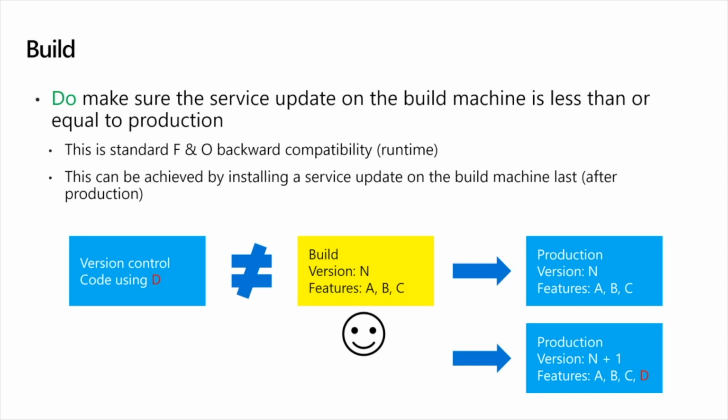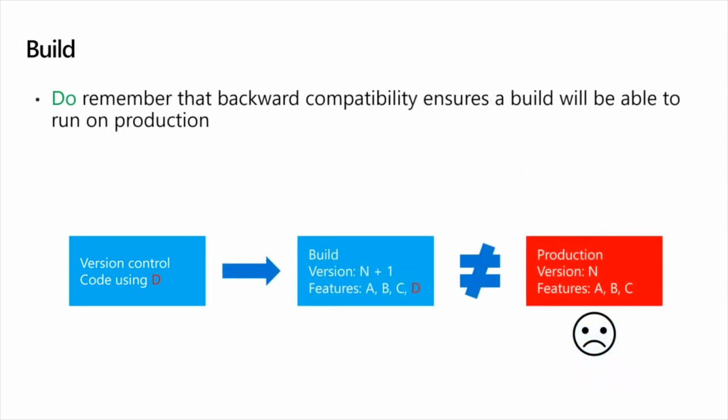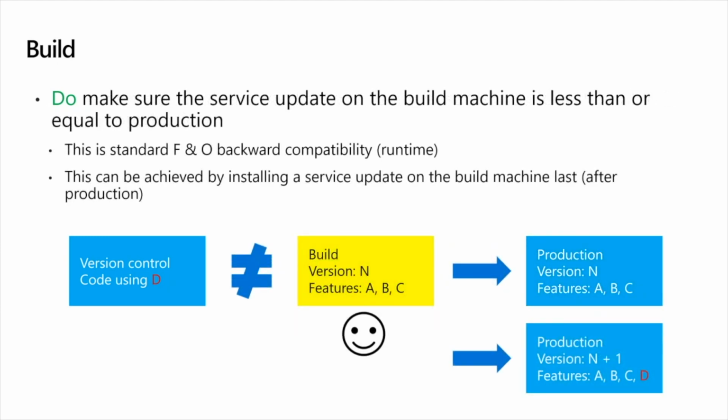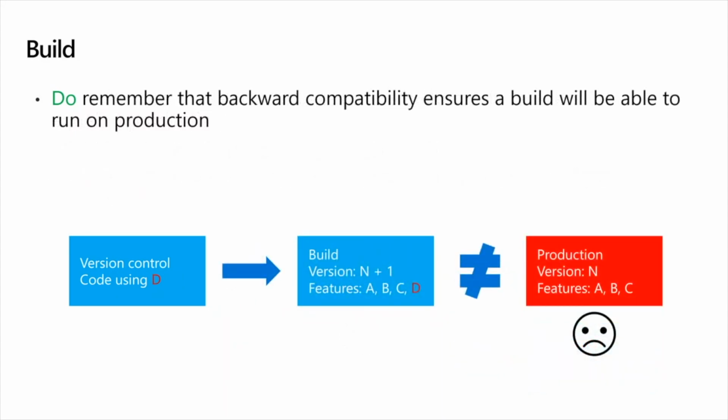And then the other scenario is that if you check in that code using D and your build machine has been updated and it's newer, it has a newer version than production, the build will succeed and then it will fail being deployed to production because production does not have code that knows about D yet. And so in this case, the failure of the build is a much better option than the failure of deployment on production.